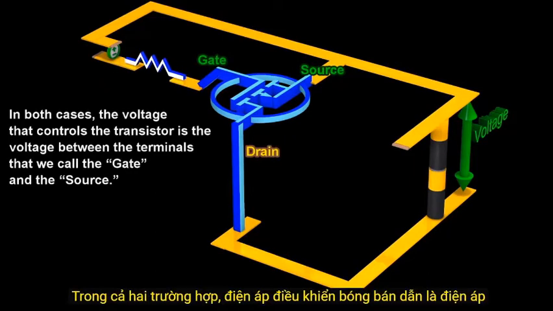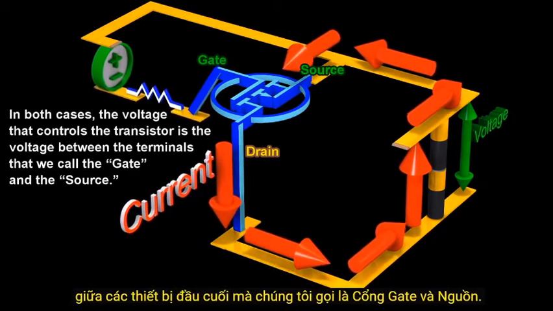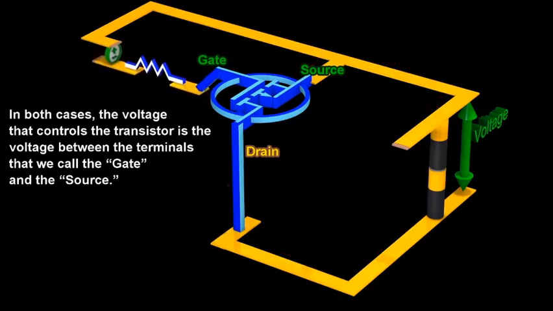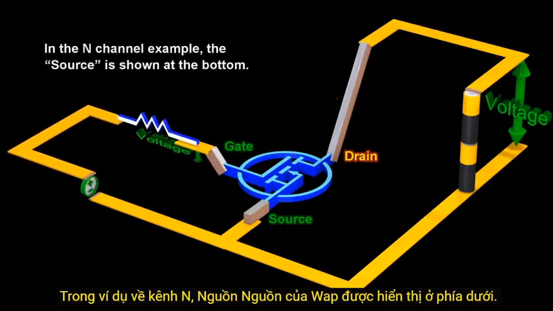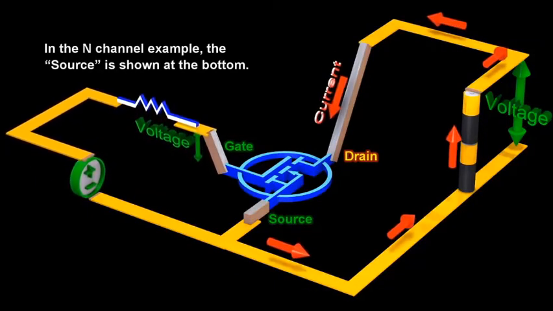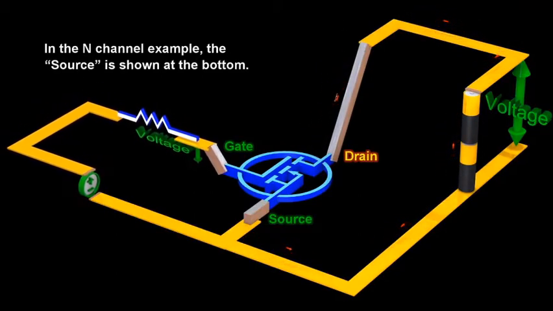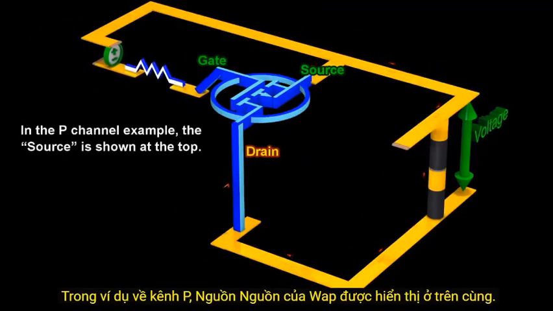In both cases, the voltage that controls the transistor is the voltage between the terminals that we call the gate and the source. In the n-channel example, the source is shown at the bottom. In the p-channel example, the source is shown at the top.